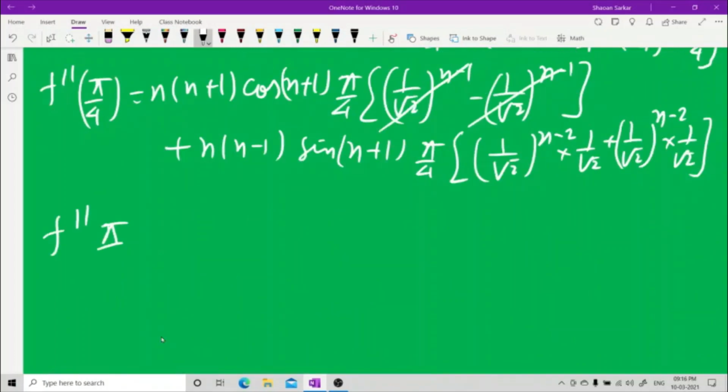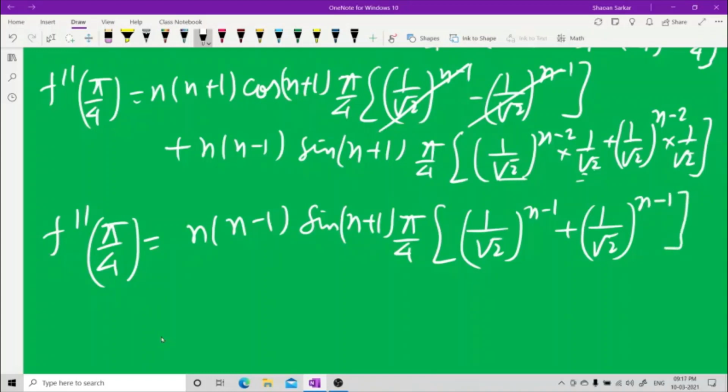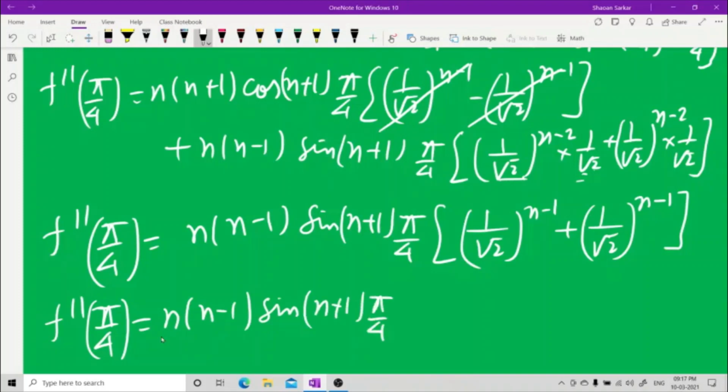So f double dash pi by 4 is equal to n into n minus 1 sine n plus 1 pi by 4, bracket. This will be 1 by under root 2 to the power of this and this. Bases are same, powers are added: n minus 1. So f double dash pi by 4 is equal to n into n minus 1 sine n plus 1 pi by 4, and then this will be 2 times 1 by under root 2 to the power of n minus 1.